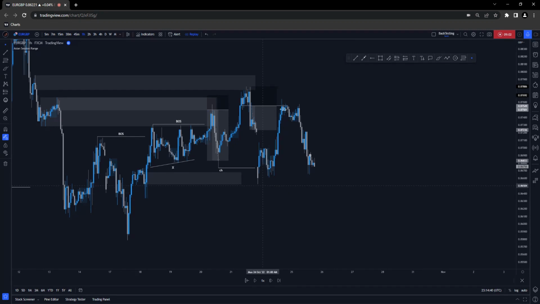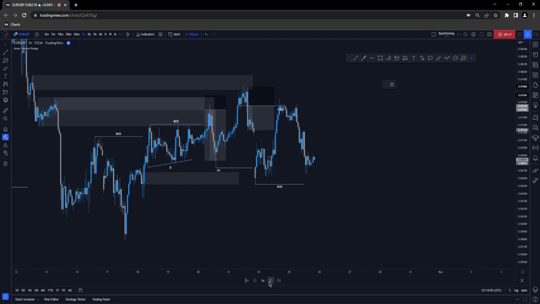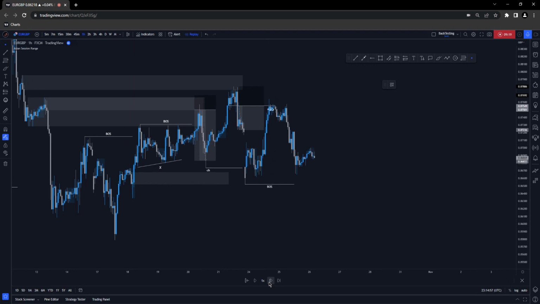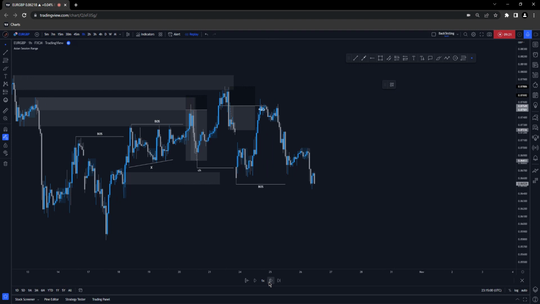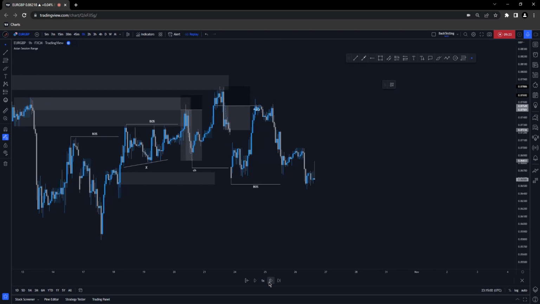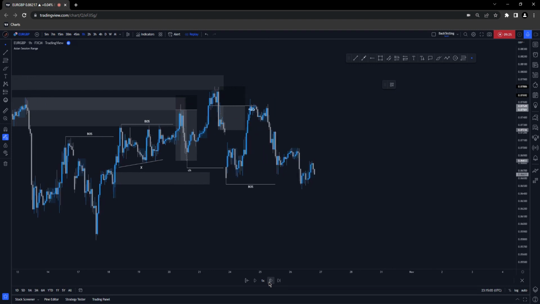So what we now want is a break of this particular structure. If we see a break of this structure, we look for another opportunity. So here is my high, yeah, sorry, my low, my break of structure. I'm looking for a break of structure here. So you should see a break of structure. If we see a break of structure, then we are going to take that trade. Okay, so let's see what happens.